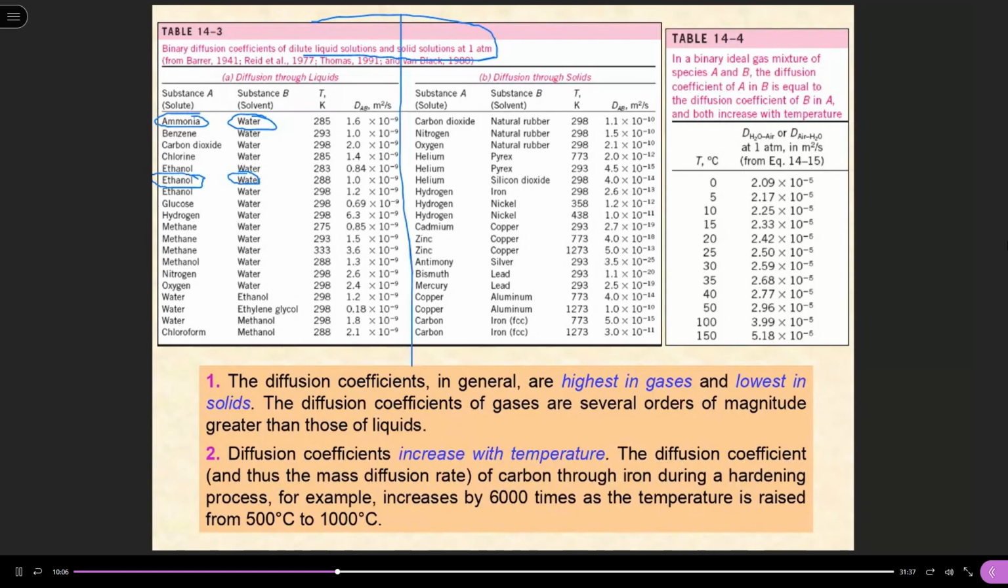Second is a solid. Oxygen can diffuse into natural rubber, and one solid can diffuse into another. Normally we say solid molecules are fixed in one position, but actually they can migrate. But if you look at the coefficient, they are very tiny, 10 to the minus 20, very slow diffusion.